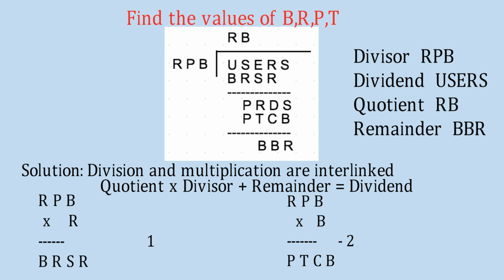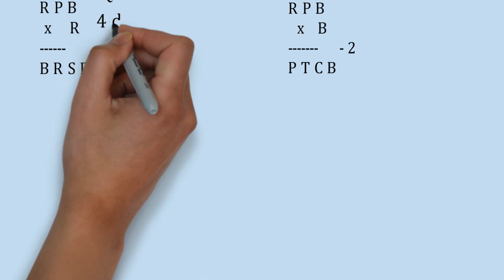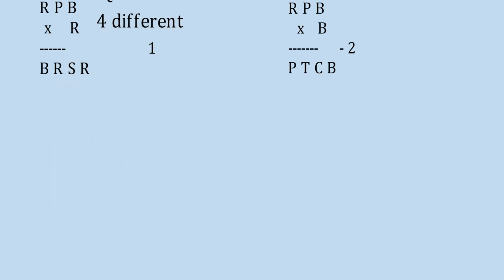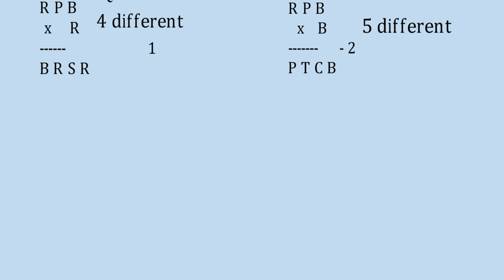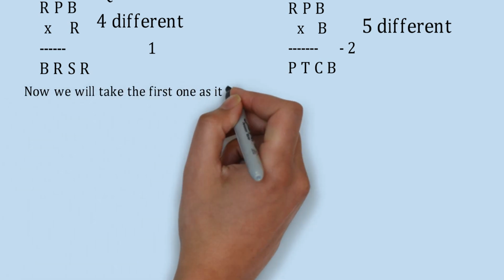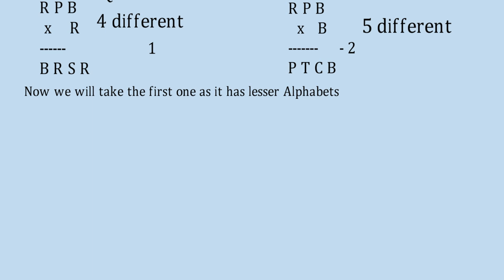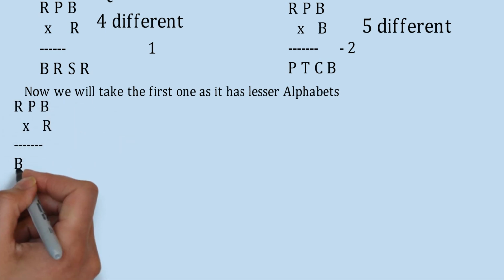So this problem is split into two multiplication problems. How many different variables are there in the first multiplication problem? R, P, B and S. And how many variables are involved in the second multiplication? R, P, B, and then T and C. So four different variables are involved in the first multiplication and five in the second. So we will first solve the first equation, which has the lesser number of alphabets. That will be easier to solve.